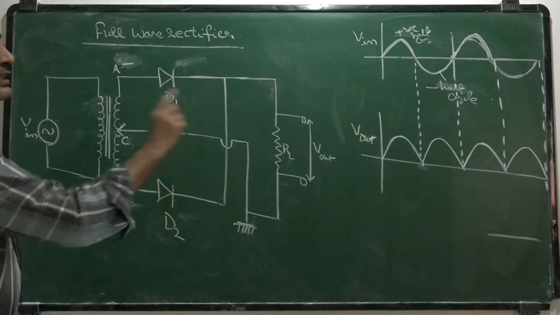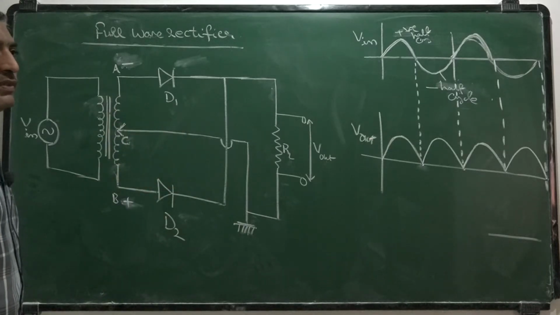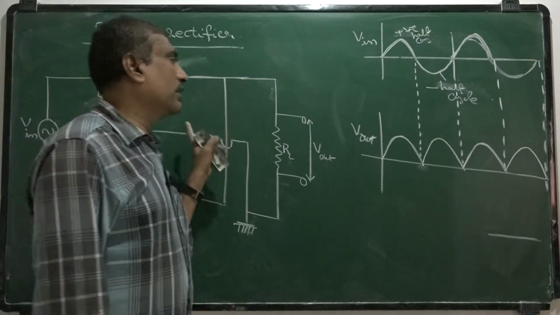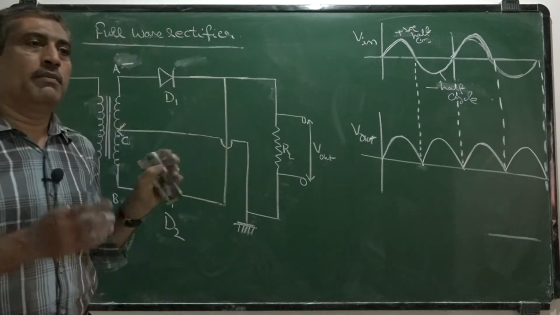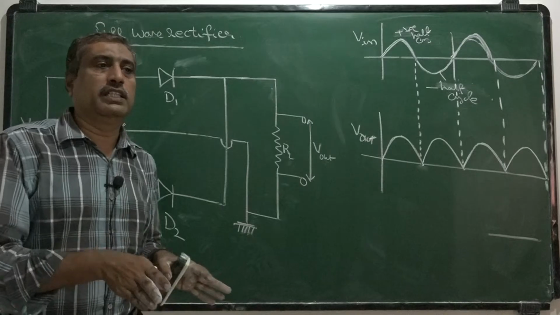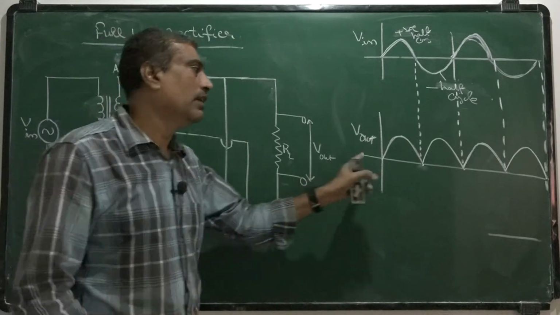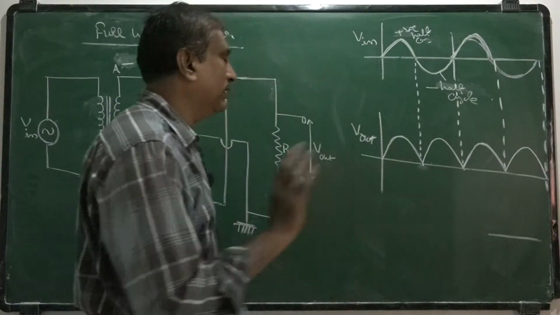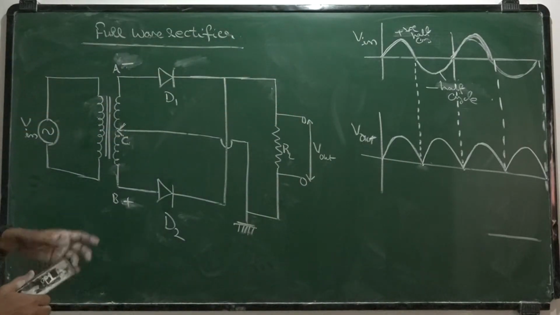Okay. And this is the full wave rectifier. In this way, this circuit completely converts the AC into DC. So this is called a full wave rectifier. Now, again, what is a full wave rectifier?